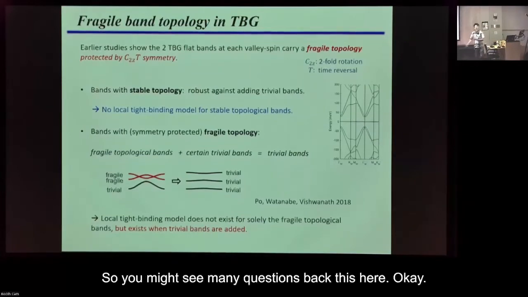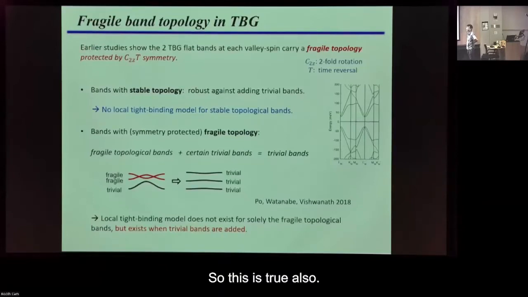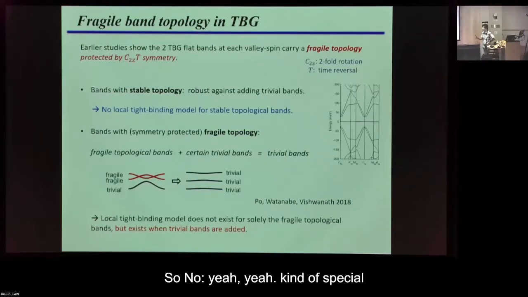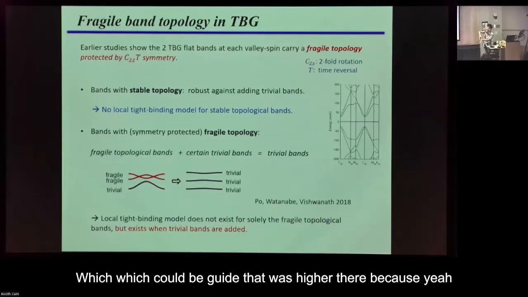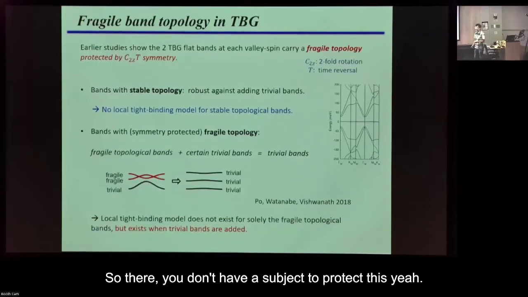You may still have many questions about this. So this is true also regarding the interlayer coupling. If I know the monolayer is topological, so if it's not fragile, would the bilayer, trilayer also be topological? Very good question. No, the answer is no. Basically this topology is kind of special. It requires the C2zT symmetry that I was talking about in the next slide, which could be gone when you consider, for example, the double AB bilayer, because it doesn't have C2z. So there you don't have a symmetry to protect this fragile topology.